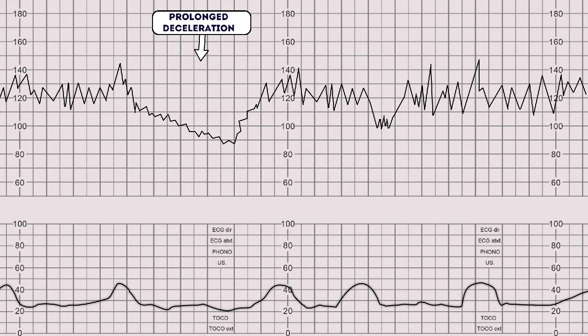Okay, we will define the risk. We have here 2 contractions every 10 minutes. Baseline heart rate is 130 or 120. There is prolonged deceleration, more than 3 minutes. Here, 1, 2, 3, 4, 5 minutes. This is an acute event.